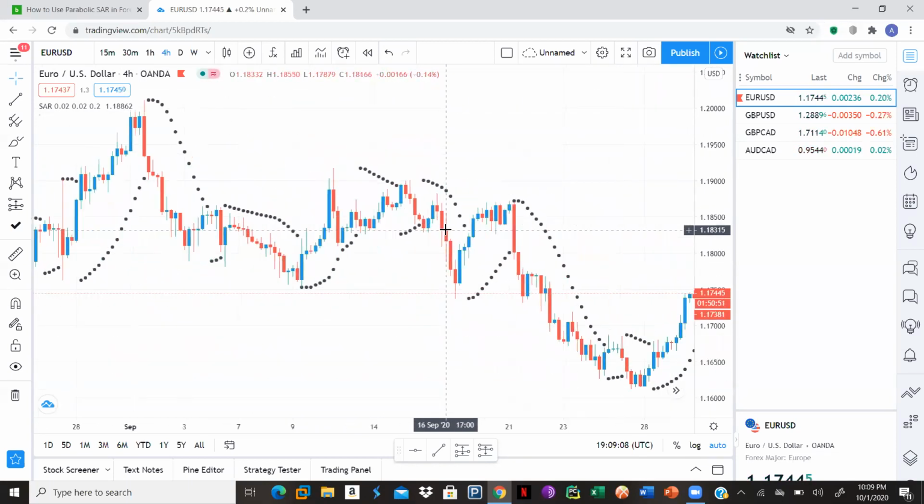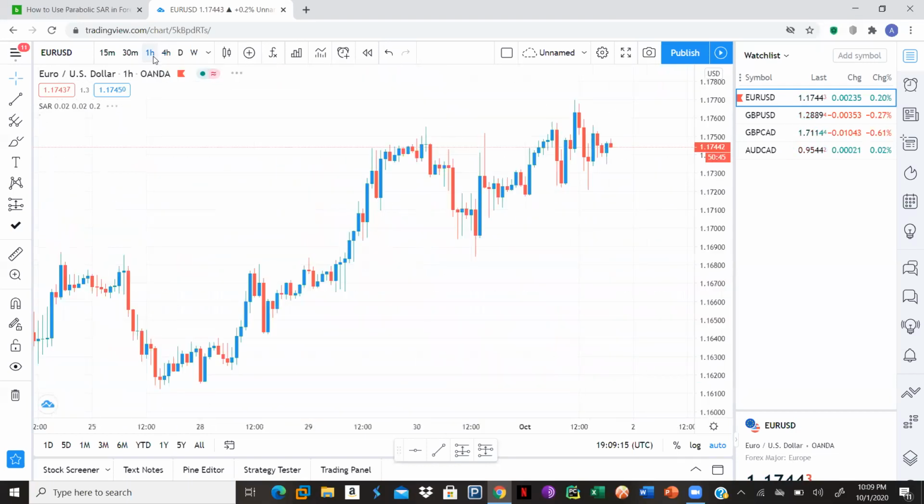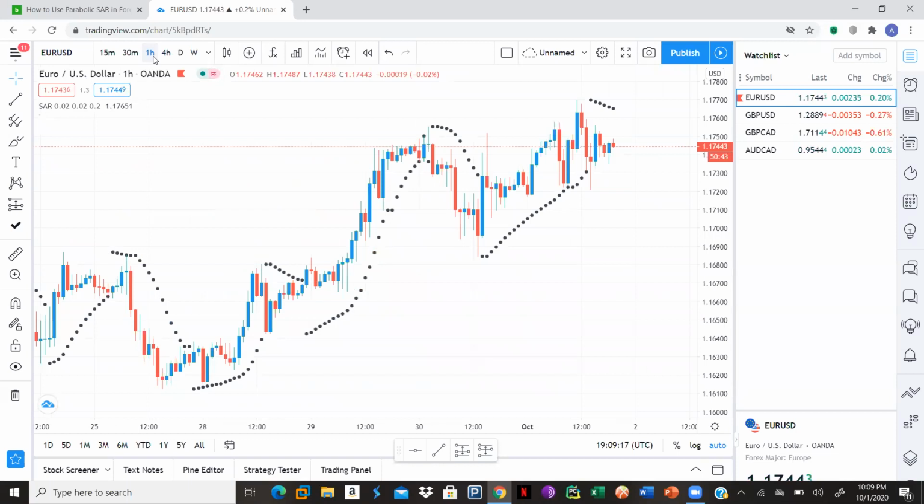One thing about it is you can use it on multiple time frames. This one is the 4-hour. You can also reduce the time frame to the 1 hour. As you can see here, it's showing a couple of candles and a couple of dots above. So this is telling us the uptrend is now completed and the downtrend is beginning.